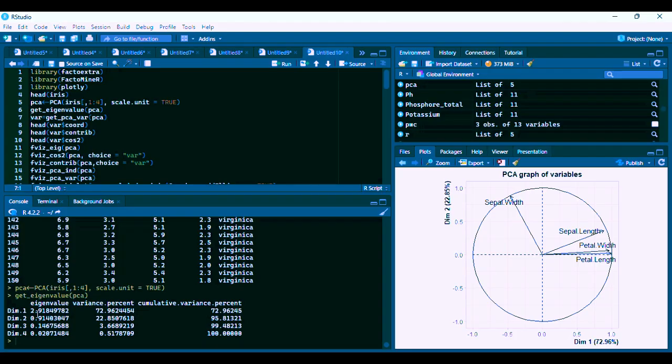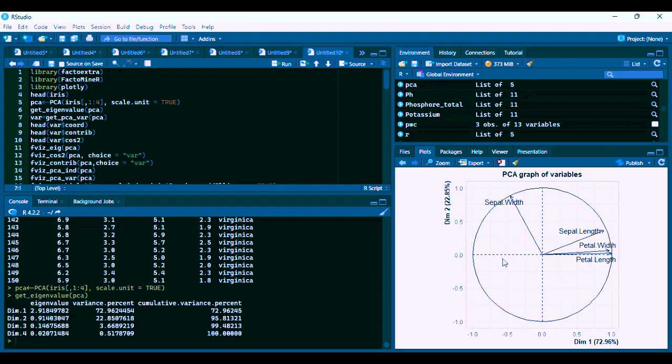And if our components, like dimension 2, 3, or 4, have eigenvalues below 1, below the threshold, in this case the 3 dimensions here, they explain less variance and contribute relatively little additional information. So in our case, dimension 1 explains 73% of the variance of our dataset iris.